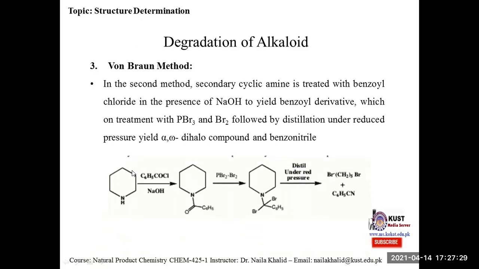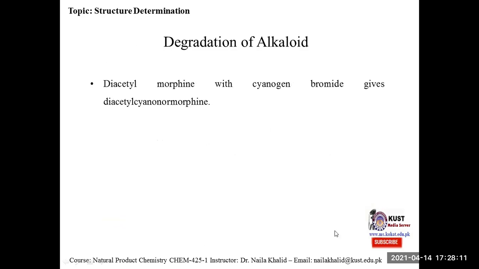Here is an example. If the alkaloid contains this piperidine ring, benzoylation takes place. This is benzoyl chloride. In the presence of sodium hydroxide, it is converted into N-benzoyl, this one, and then when it is treated with phosphorus tribromide in the presence of bromine, this product is obtained. Upon distillation under reduced pressure, the dihalo compound is formed, which shows that this is an alkaloid which has 5 carbon atoms in the ring structure and 1 nitrogen. So it is most probably a piperidine. This is a piperidine-containing alkaloid.